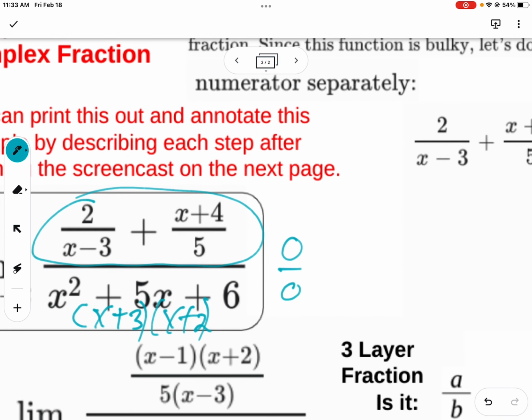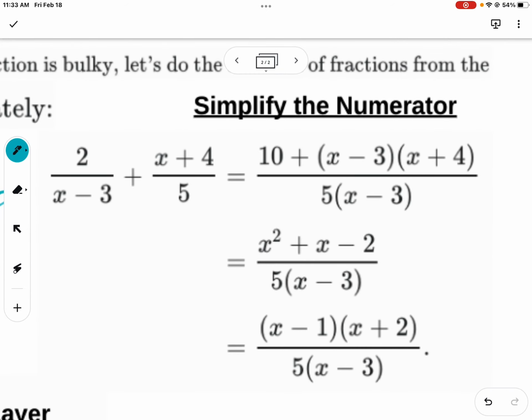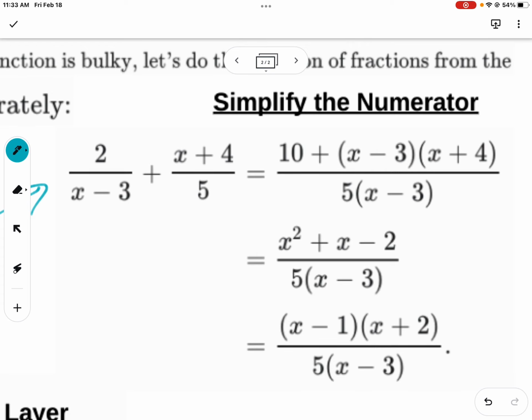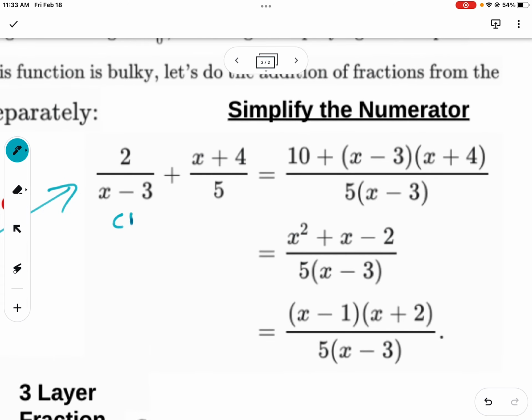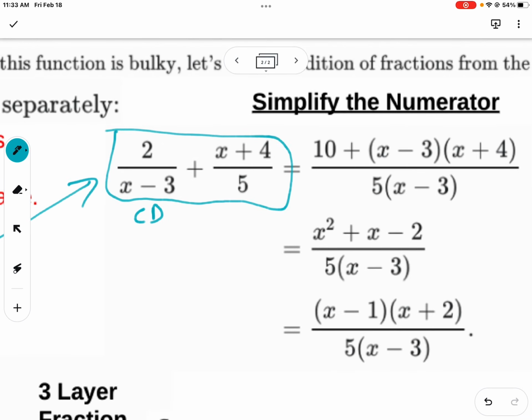Now what I'm going to do is come over to here, and off to the side, I'm going to simplify the numerator. So I know for this one the common denominator, so again, this is the numerator. I'm just simplifying the numerator right now, and I do it off to the side, okay?